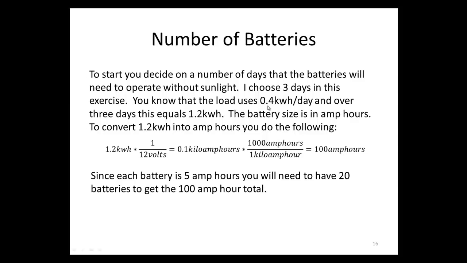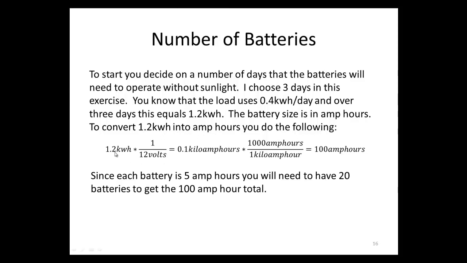And we know, again, that the load uses 0.4 kilowatt hours per day, and over 3 days this equals 1.2 kilowatt hours. So that's what we need to size our batteries for. We need our batteries to be able to supply 1.2 kilowatt hours. But the battery size is in amp hours. So the first thing we need to do is convert 1.2 kilowatt hours into amp hours.